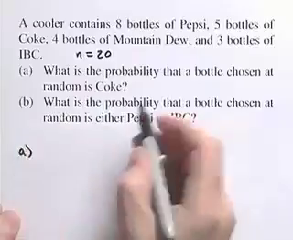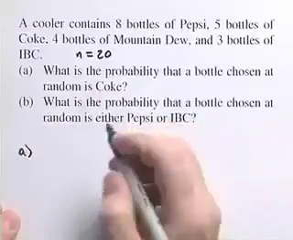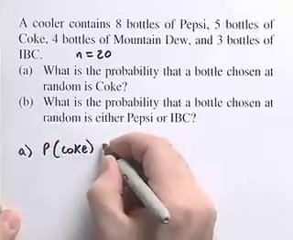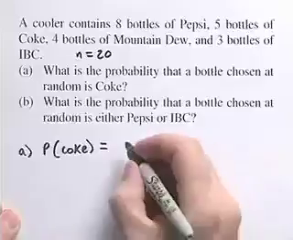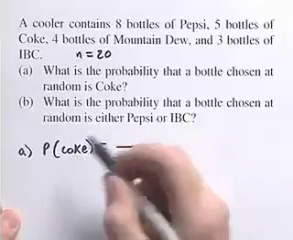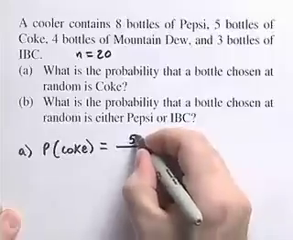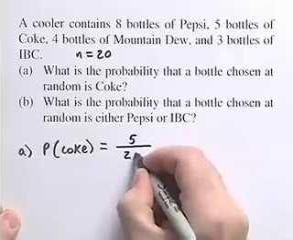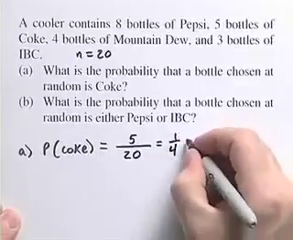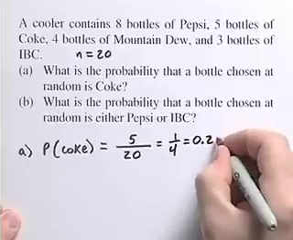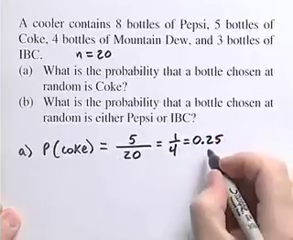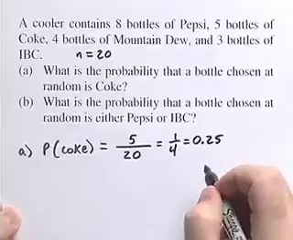For part A, we want to find the probability that a bottle chosen at random is Coke. So we'll call that the probability of Coke. Since they're equally likely, we'll look at the number of Coke bottles that we have in the cooler. We saw that there were 5 bottles of Coke, and there are 20 bottles to choose from, so we have 5 divided by 20, which is 1/4, or we can think of that as a decimal as 0.25. So a bottle chosen at random has exactly a 25% chance of being Coke.